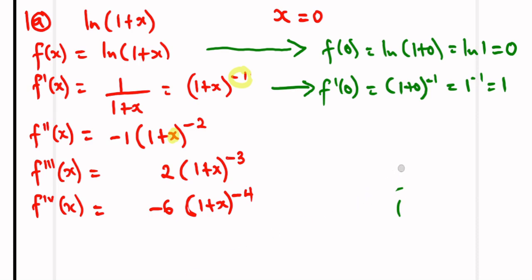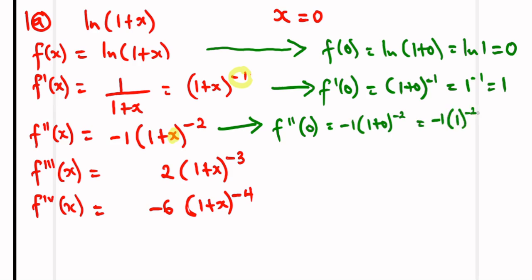Now for the second derivative, when x is equal to 0, we'll have f prime prime of 0, which is going to be equal to minus 1 bracket 1 plus 0 raised to power minus 2. So this is equal to minus 1 times 1 raised to power minus 2. 1 raised to power minus 2 is 1, but then we'll have 1 times minus 1, which is equal to negative 1.